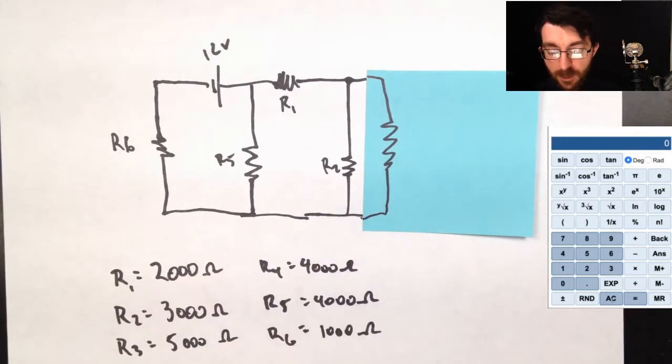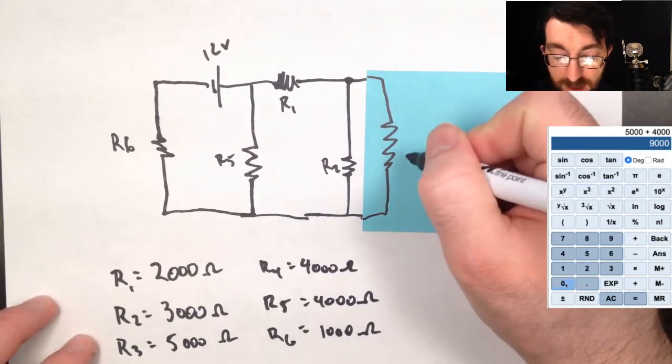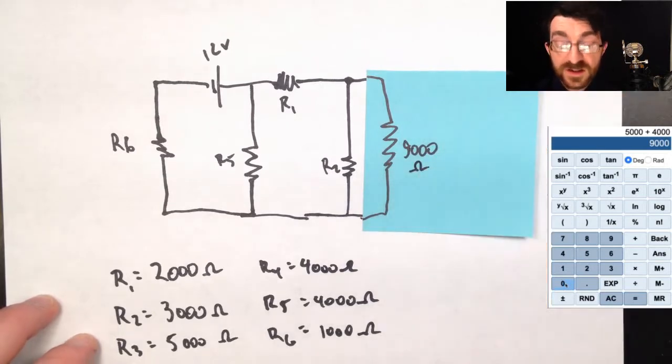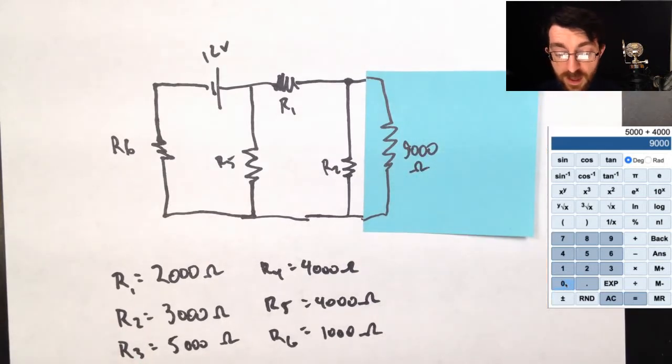All right, so resistors 3 and 4, they are 5,000 and 4,000. Add those together. Again, I don't really need a calculator to add 5,000 and 4,000, but if I don't add them, I get like sued or something. So 5,000 plus 4,000 is 9,000. I've got a 9,000 ohm resistor here.